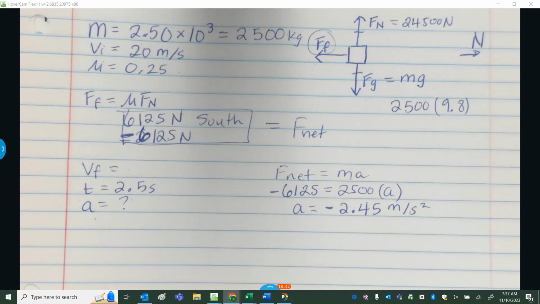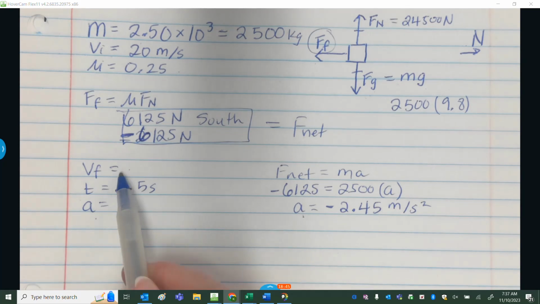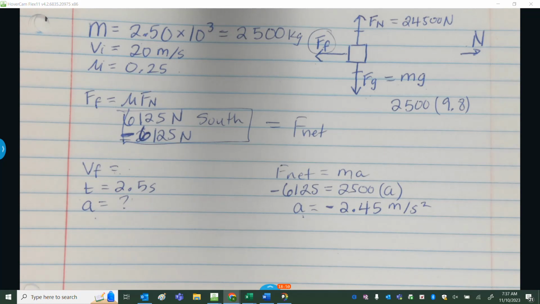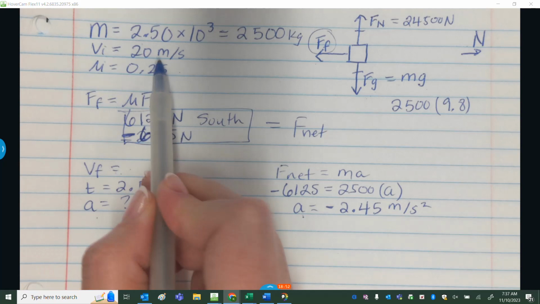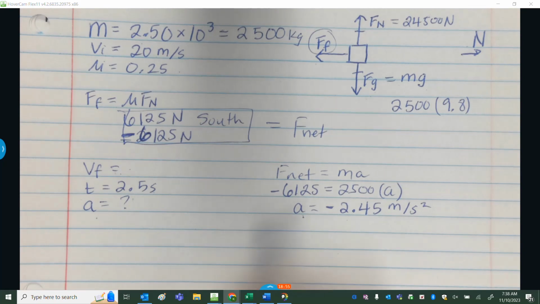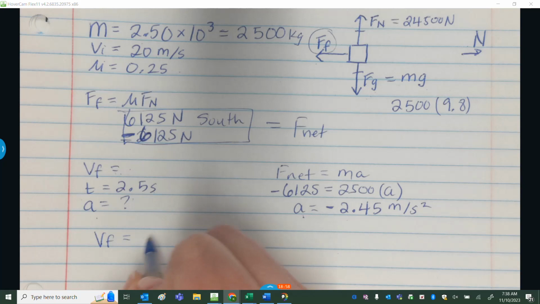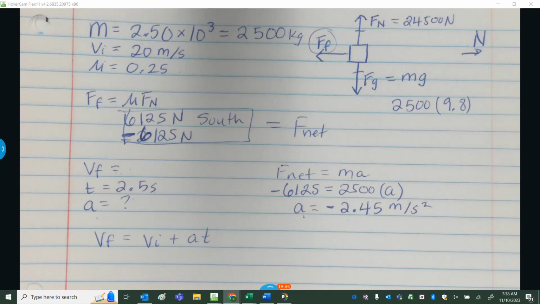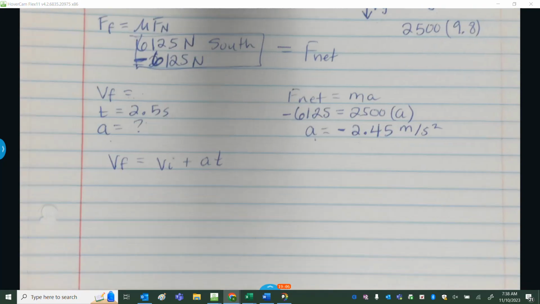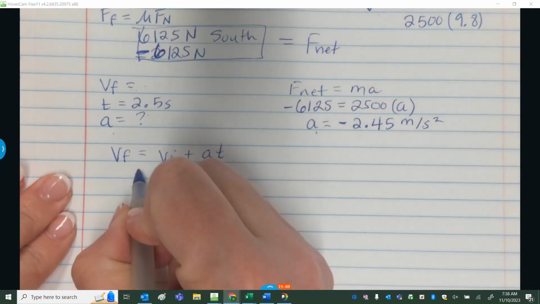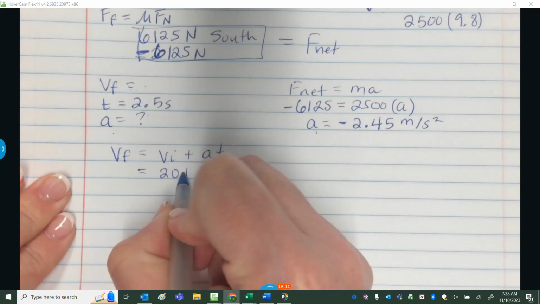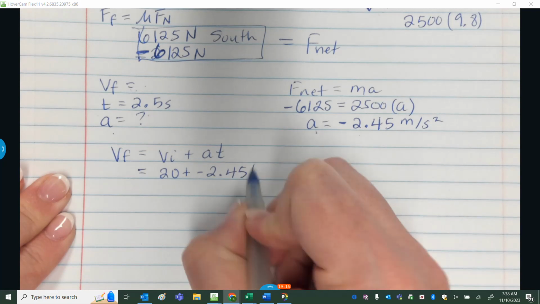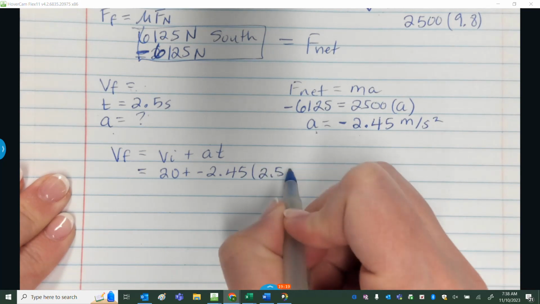All right, now that I have this, I can find what I was actually asked for in this part of the question, which is what is the car's final velocity? I know the initial velocity is 20, I know the time, and now I know the acceleration. I can use this equation, vf equals vi plus a times t. That's one of those 4 kinematic equations. So let's plug into it. We're looking for vf. The vi in this question was 20. The acceleration I just found to be negative 2.45. And the time was 2.5 seconds, because that's what the question asked.